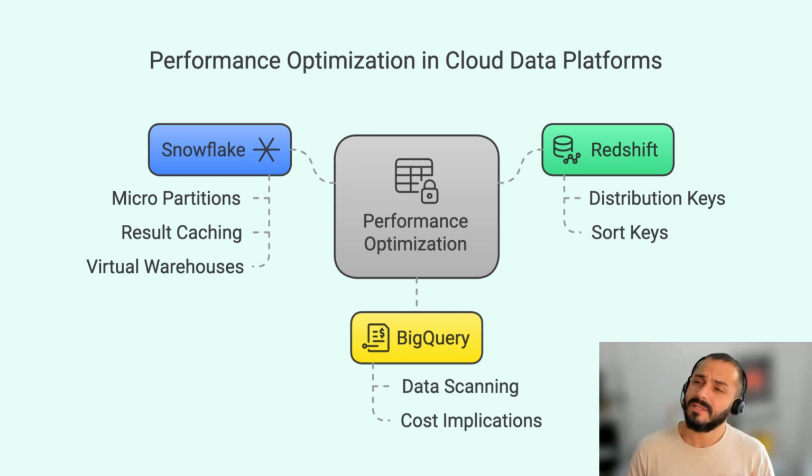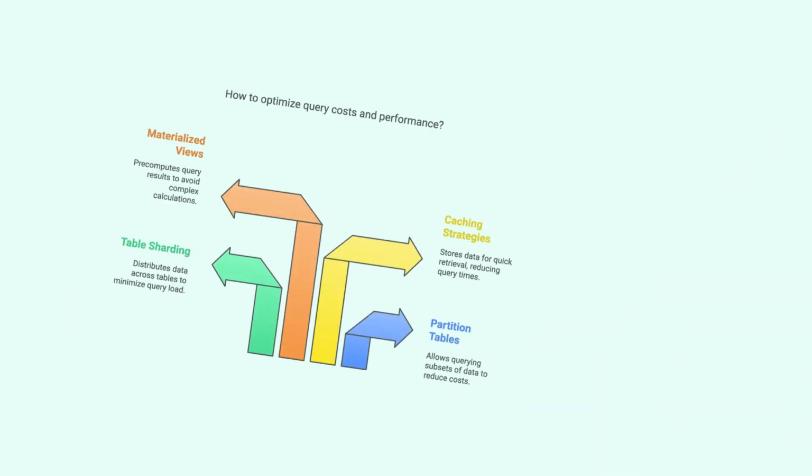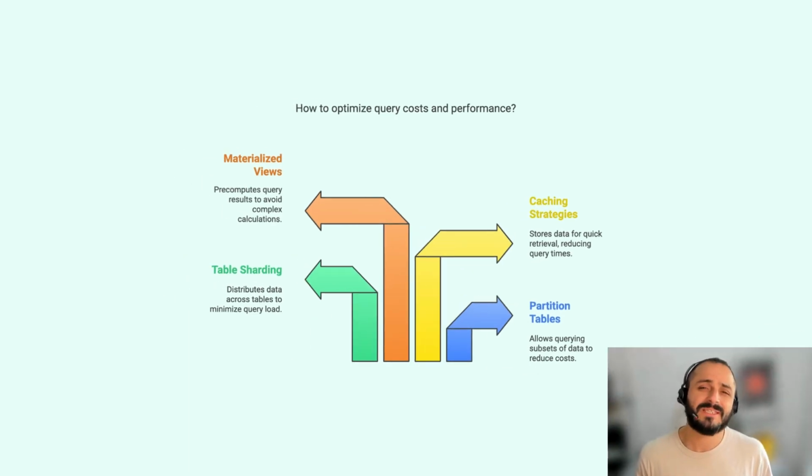BigQuery, in turn, doesn't require the management of indexes or distribution keys, but you do need to be mindful of how much data each query is scanning because that directly affects costs. A common approach to controlling these expenses is to employ partition tables or table sharding so that you only query subsets of your data.